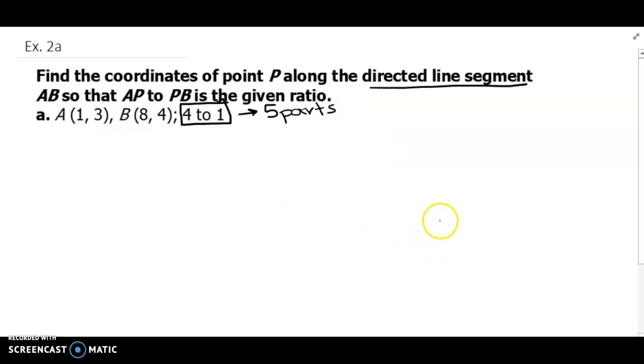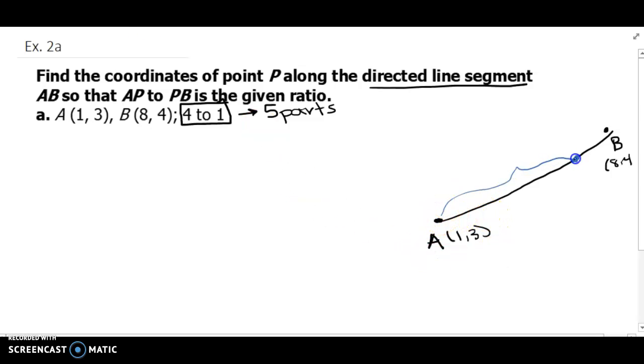First thing I'm going to do, guys, is I'm going to kind of sort of plot this, and it's not going to be accurate. I'm just going to give me some type of visual. So this is 8, 4, and this is 1, 3, and I'm just going to connect the dots. All right, so I want a 4 to 1 ratio, somewhere along there. Okay, but I want to find the coordinates of P. So this would be a 4, and this would be a 1 ratio.